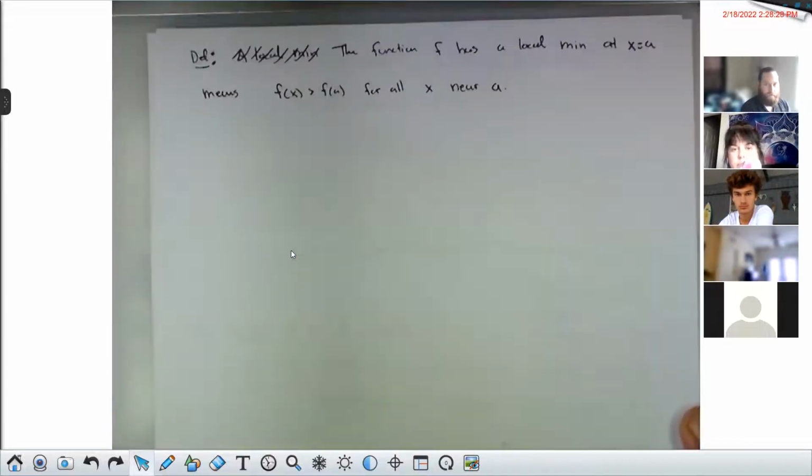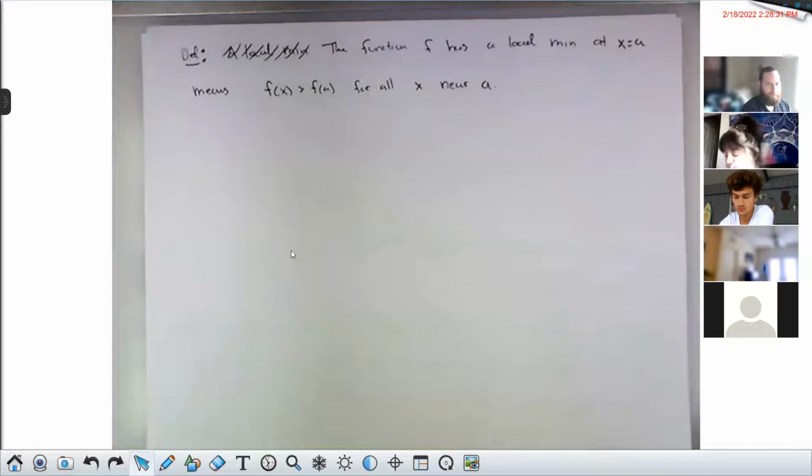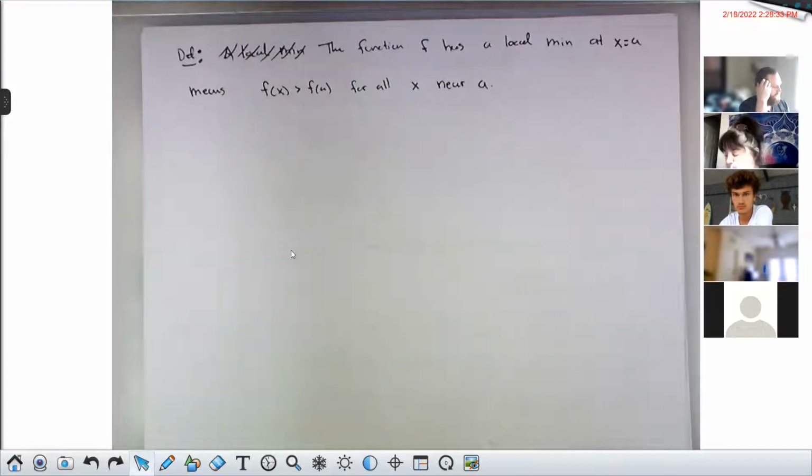And your textbook, what are we using? We're using Stewart now. Yeah, no, they get this right. Okay. Yeah, the pre-calc text gets this wrong. They use a weak inequality there, which would be wrong.